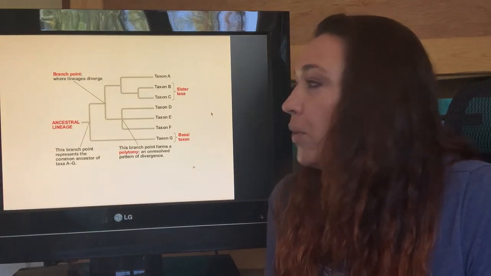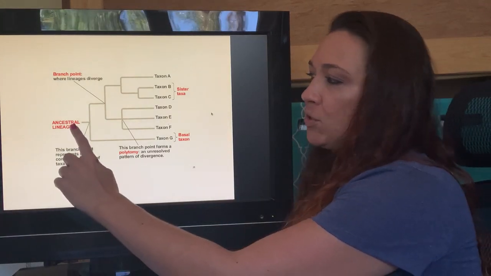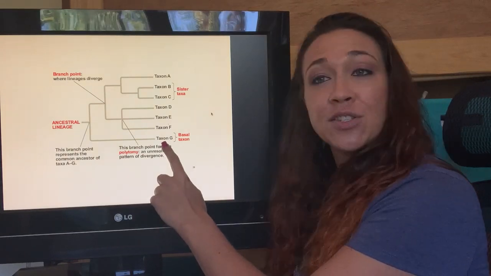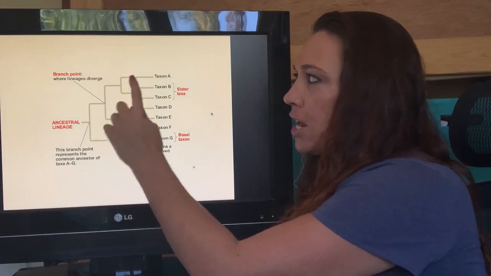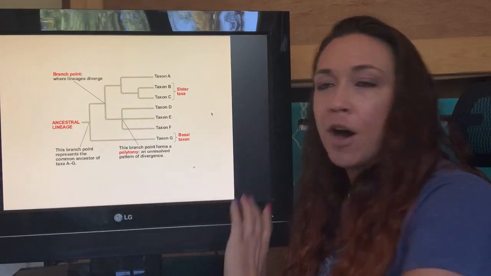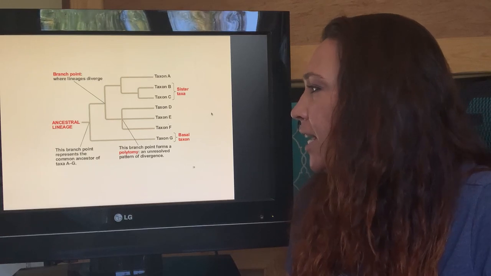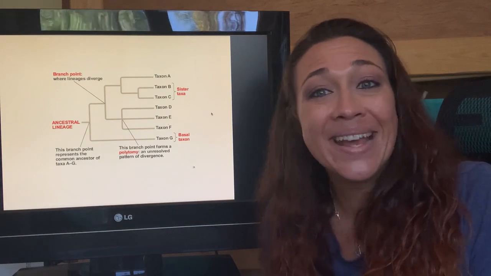Okay, so here's getting a little bit more complicated. We've just knocked our tree over. So this is our ancestor lineage here. You can see that this taxon, G, is our outgroup, right? The first one that doesn't share any other common ancestor. These are all kind of sort of related. This guy, boom, off on his own. The fact that he's off on his own, we kind of call him a basal taxon or a base group.